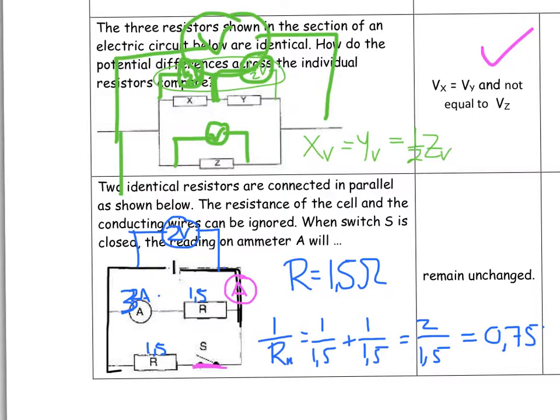I then say, my potential difference has not changed, so let's see what happens on this branch over here with the current. So the current is now equal to the potential difference, which has not changed, 2 volts, divided by my new 0,75, my new current strength. And what I find out is that I land up with exactly, once again, 3 amps. So it is going to remain unchanged.